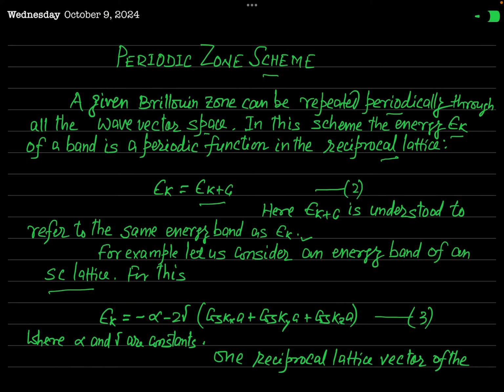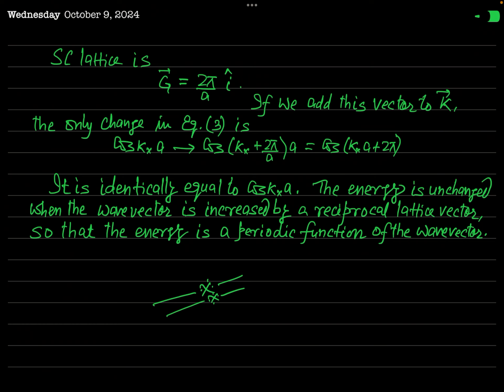Let us for example consider the energy band of a simple cubic lattice. Actually, when I taught you the tight binding approximation, you saw in that lecture that the energy of the electron after perturbation is epsilon k, and that is equal to minus alpha minus 2 gamma times cos kxa plus cos kya plus cos kza. This result I have shown in the discussion of tight binding approximation, and you have seen that alpha and gamma are two parameters or two constants. Okay. Now one reciprocal lattice vector of the simple cubic lattice is given by g equal to 2 pi over a i hat.